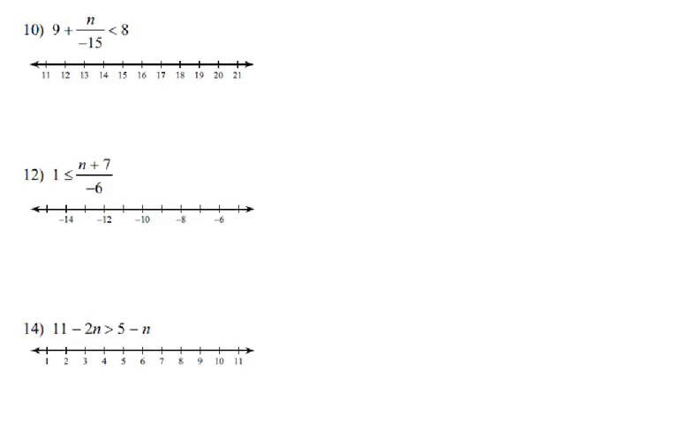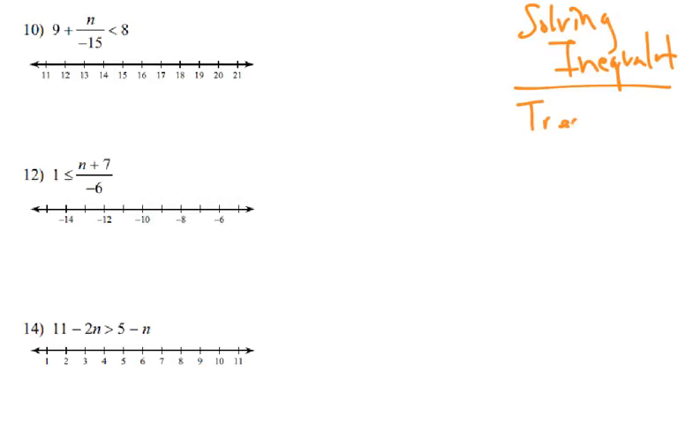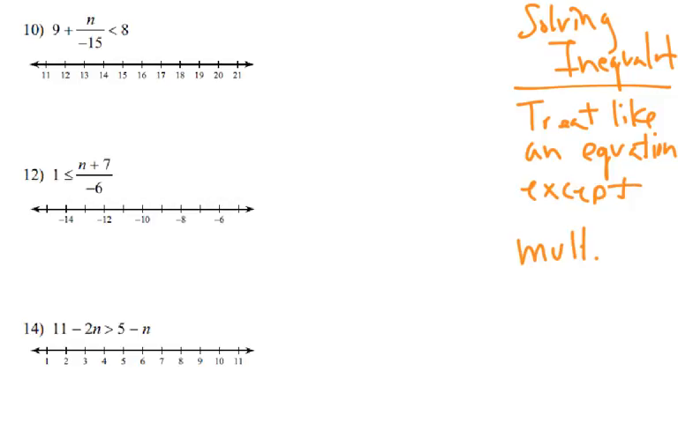Now for the rest, you're going to actually have to solve the inequality before you deal with it. So, the thing to remember when you're solving inequalities, you treat it like an equal sign, like an equation, except when you multiply or divide by a negative. That means the number that I actually multiply to both sides or divide to both sides is negative.